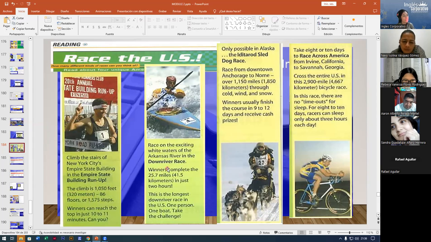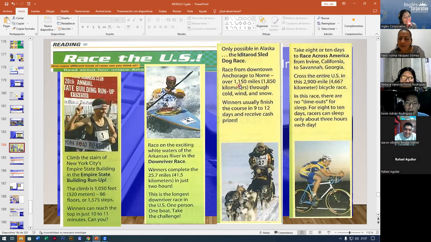320 meters. That's good. What about the Dan River Race? 41.5. So it's approximately 42 kilometers. Kilometers. 41.5 kilometers, right? What about the next one? The dog race. What's the distance? How do you say mil? You remember? Uh-huh. 1,150 miles. That's good. Yeah, that's good.